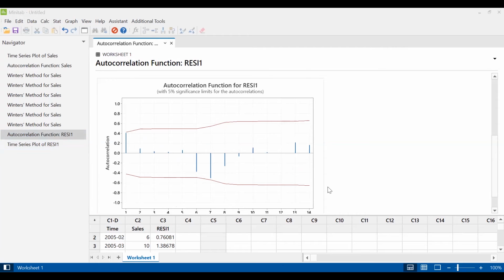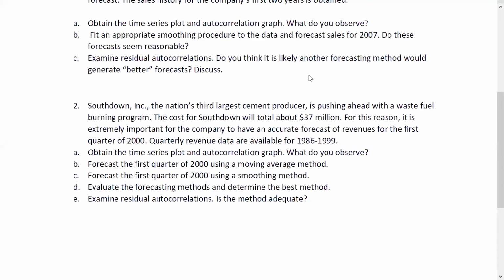Let's go back to question number 2. In question number 2, Southdown Inc., the nation's 3rd largest cement producer, is pushing ahead with a waste fuel burning program. The cost for Southdown would total about $37 million. For this reason, it is extremely important for the company to have an accurate forecast of revenues for the first quarter of 2000. Quarterly revenue data are available for 1986 to 1999.